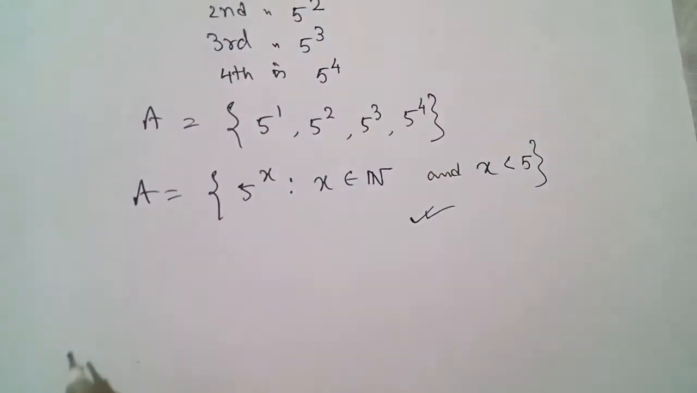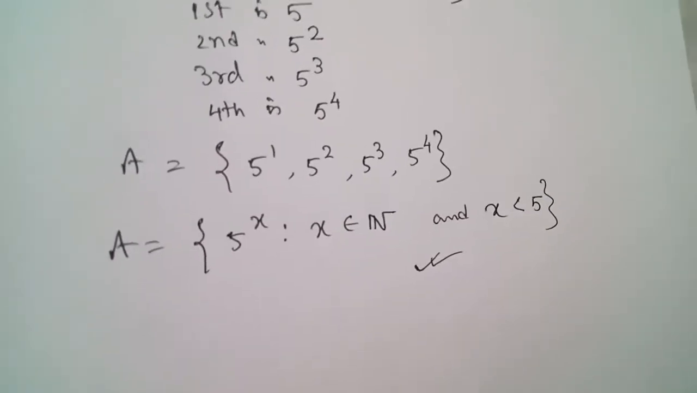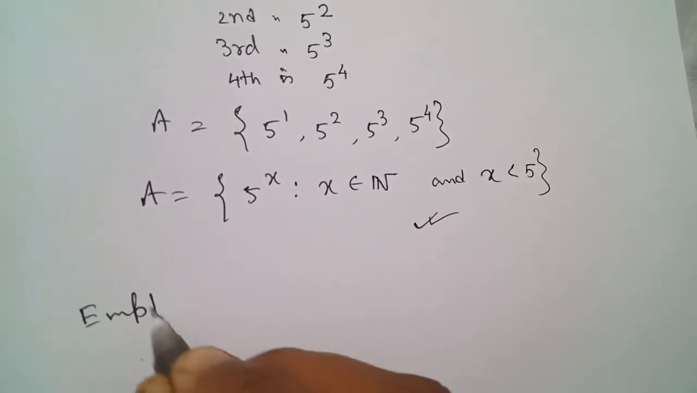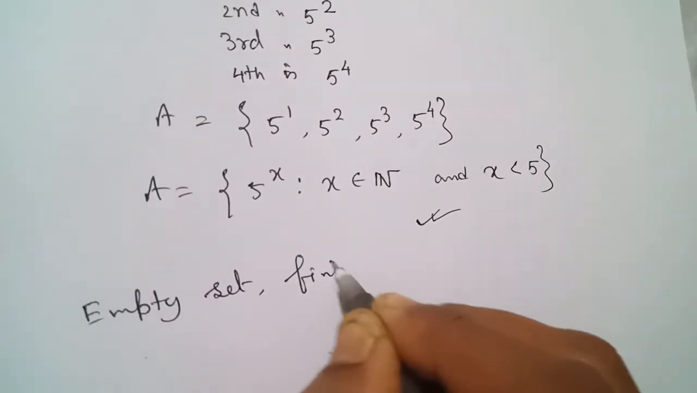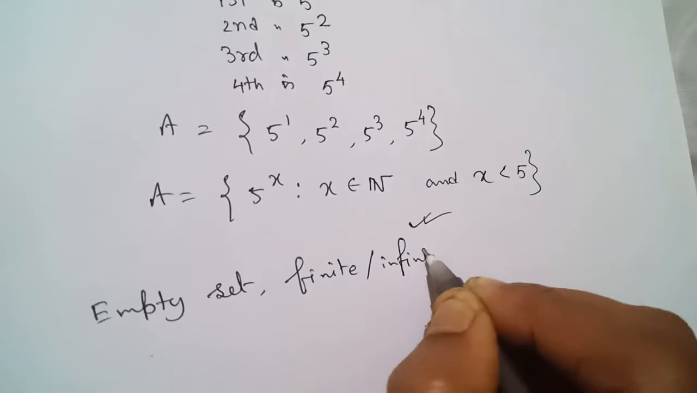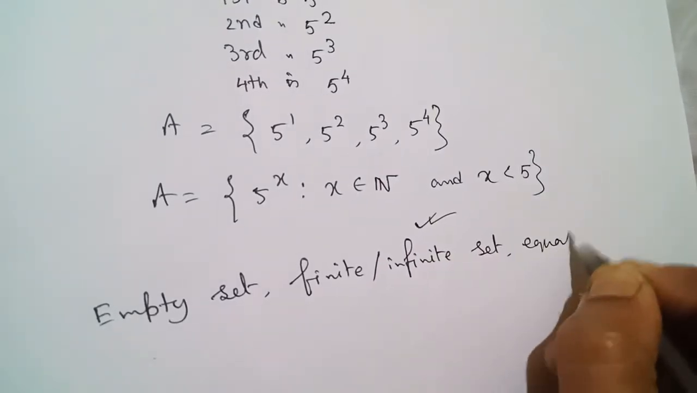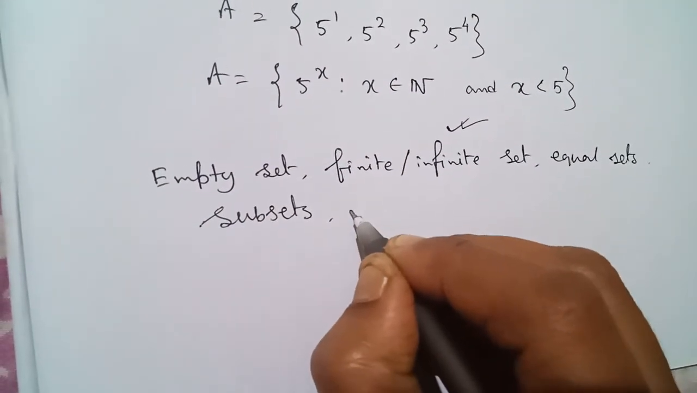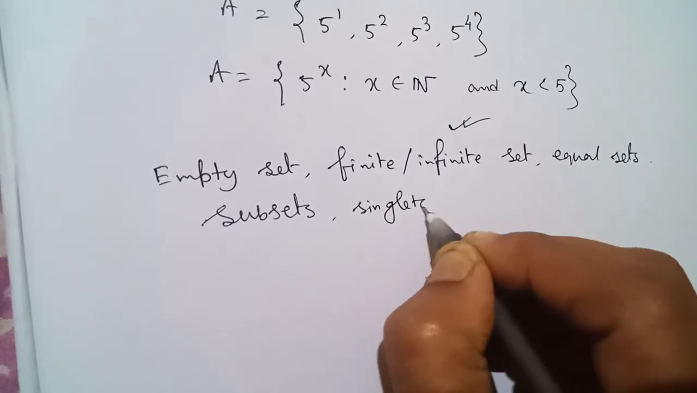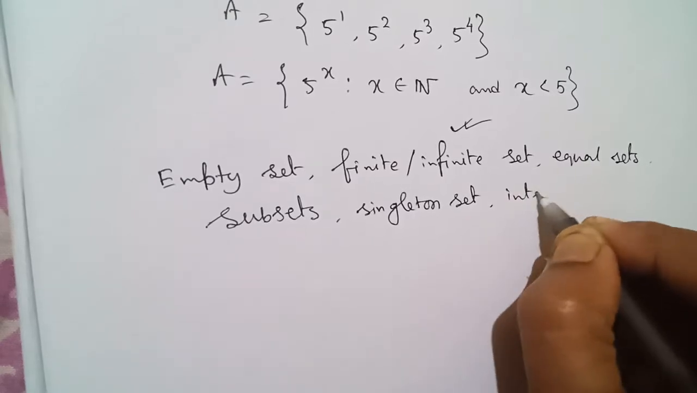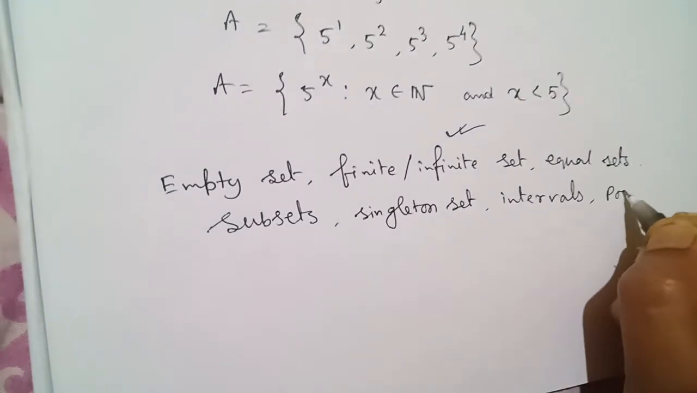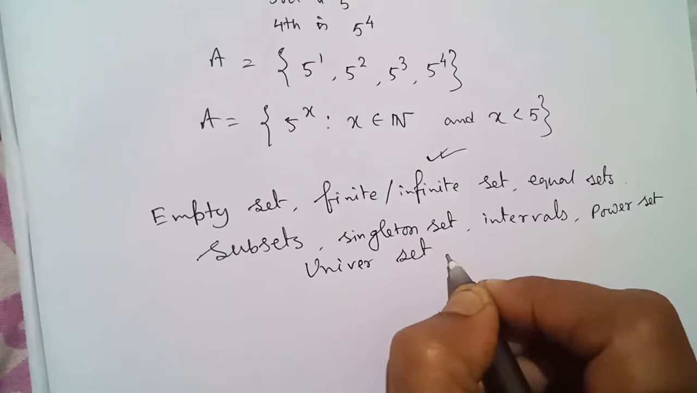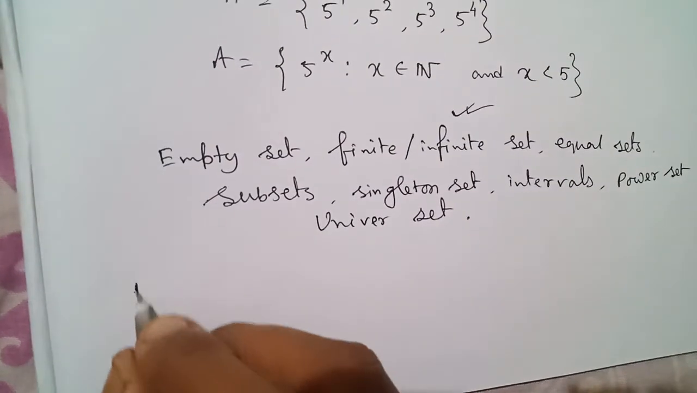Okay. Now we will get into some important concepts: empty set, finite or infinite set, equal sets, subsets, then singleton set, then intervals, then power set, and last, universal set. So starting with the empty set.